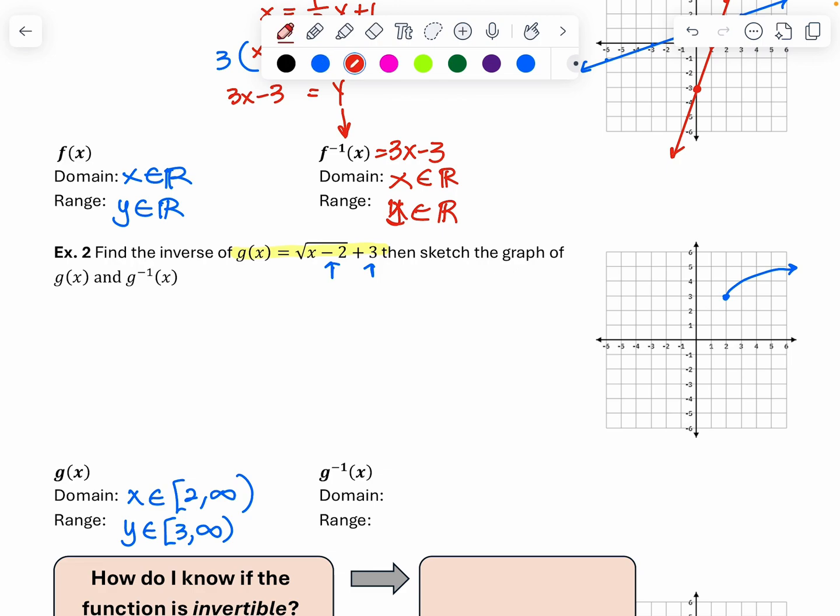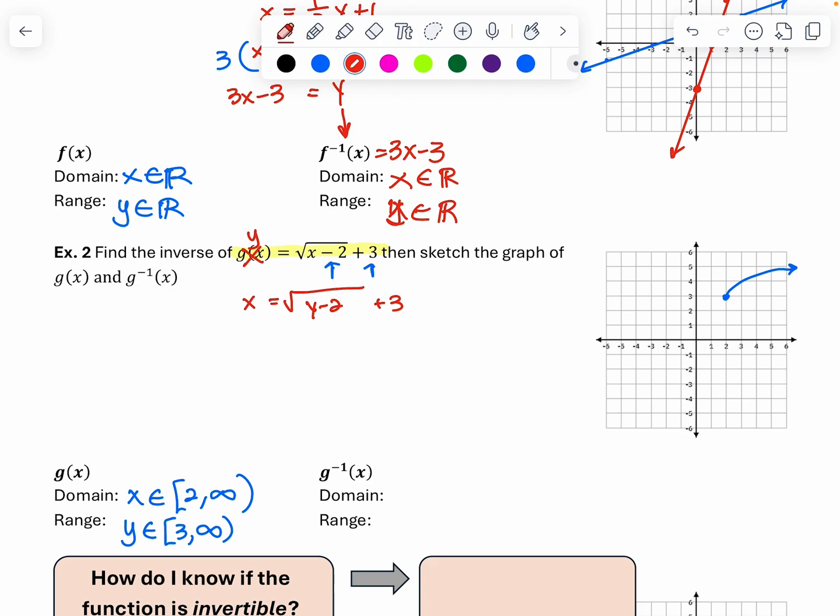How do you find the inverse? Switch x and y. So here's my y value. So I switch x and y, so I say x equals the square root of y minus 2 plus 3. Okay? So now solve for y. So we switch x and y, solve for y.